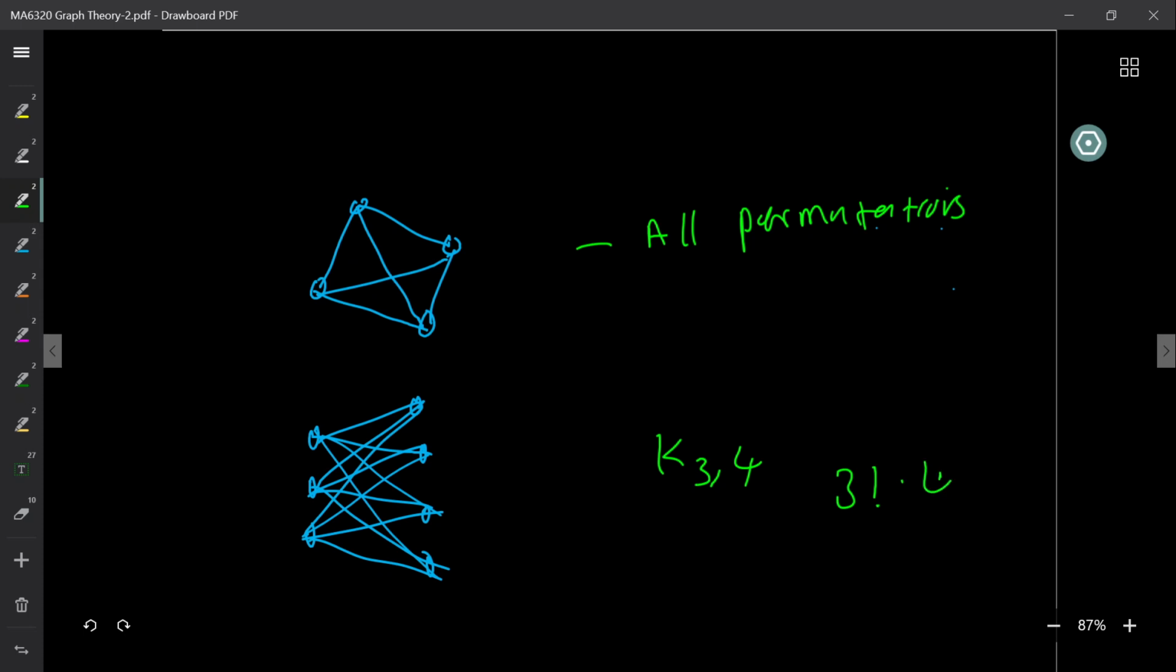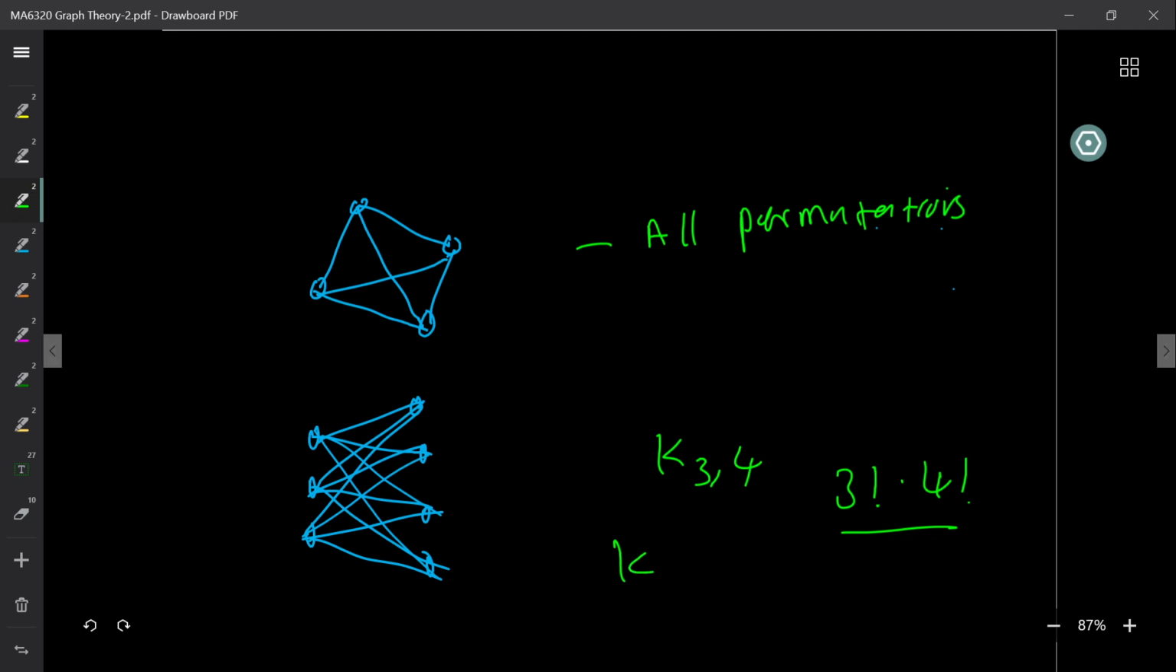Why is that? On one side, we can allow all permutations on both independent sets. If you change the order within one independent set, because they are all adjacent to the opposite side, it does not matter which order they appear. So therefore, you have 3 factorial times 4 factorial permutations, and independently you can do this on both sides. So you can take the product. So we have this many automorphisms for this graph.